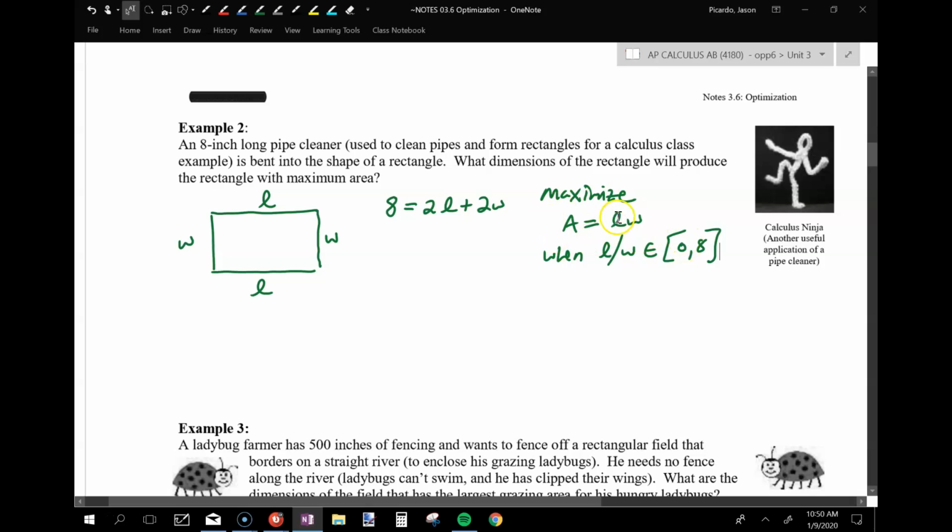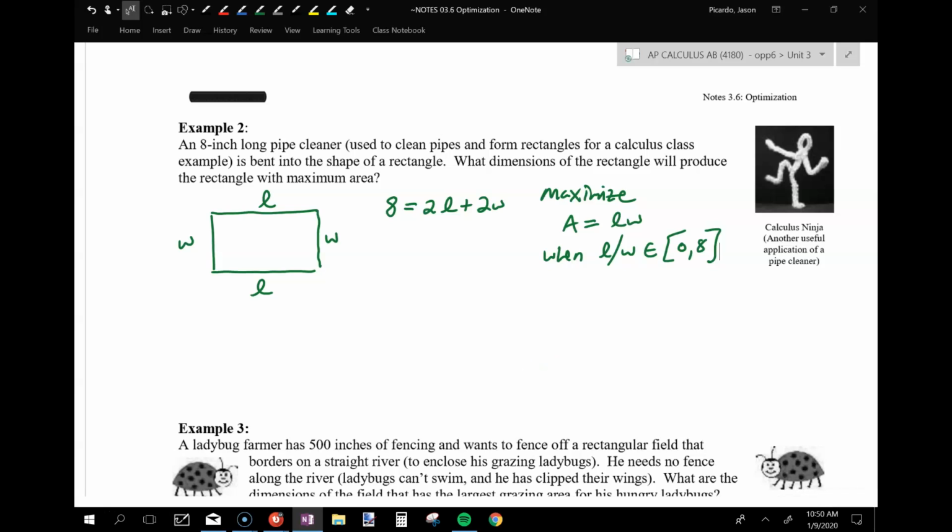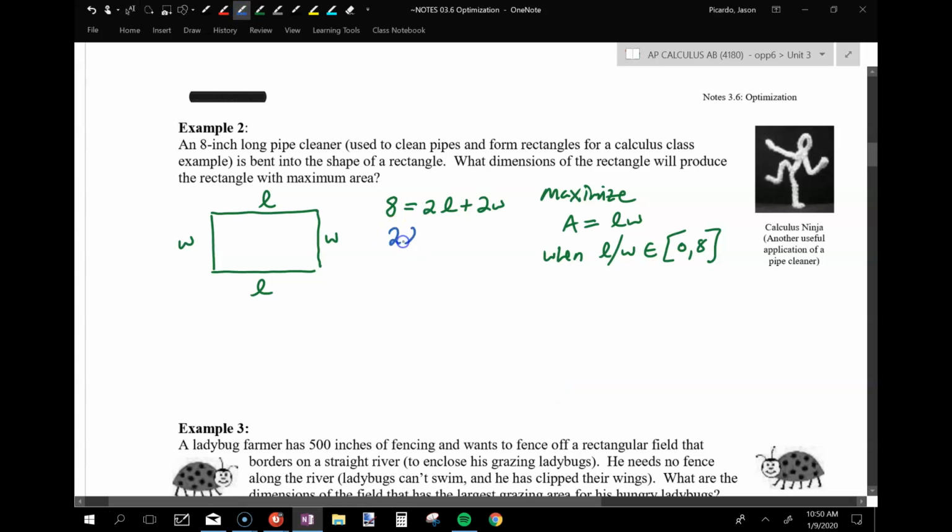Okay, I want to maximize this, which means I want to differentiate this. But the problem that I have is that I have two variables. So what am I going to do? I'm going to solve this for the variable of my choosing, plug it in here so I have one variable, and differentiate that way. Sound good? All right, so what do you want to solve for, L or W? We're going to solve for L. All right, so L is equal to 4 minus W.